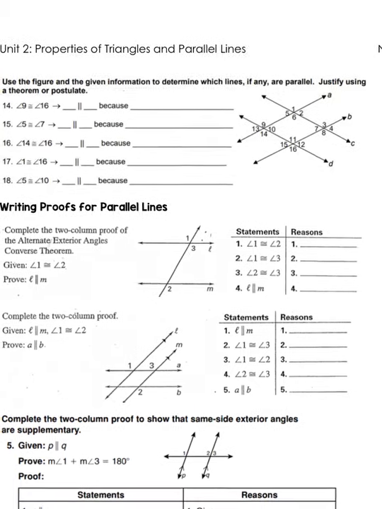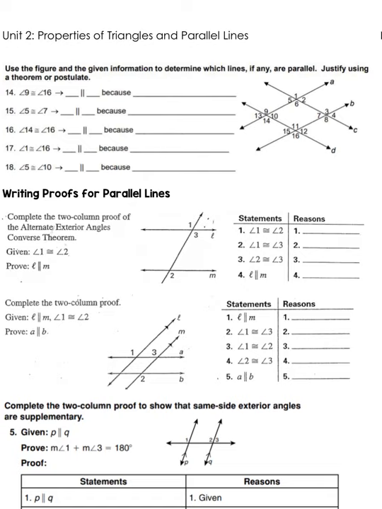We are going to use the figure and the given information to determine which lines, if any, are parallel, and justify using a theorem or postulate. I highly recommend you get out some colors here, maybe colored pencils, highlighters, maybe something erasable, whatever's going to work for you. I'm going to be color coding a lot of things. The first one says that angle 9 is congruent to angle 16. So I'm going to mark that on my diagram. Here's angle 9, here's angle 16.